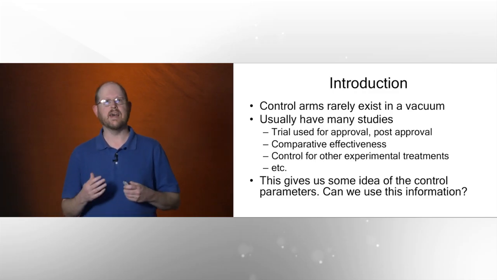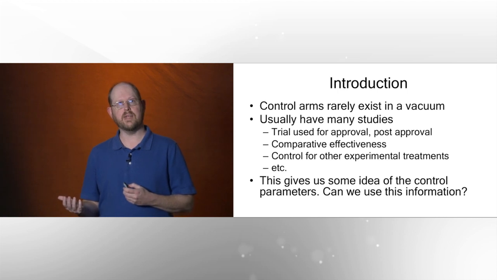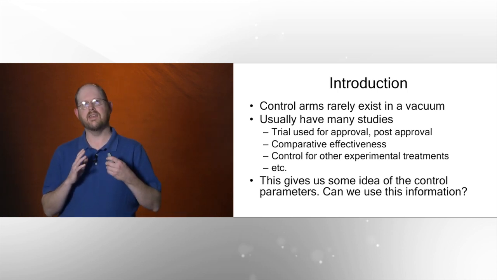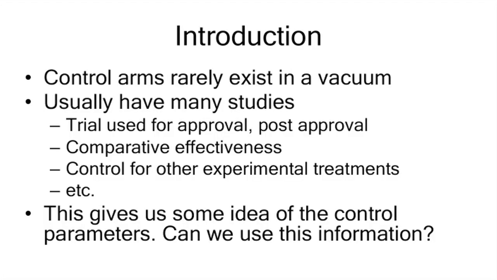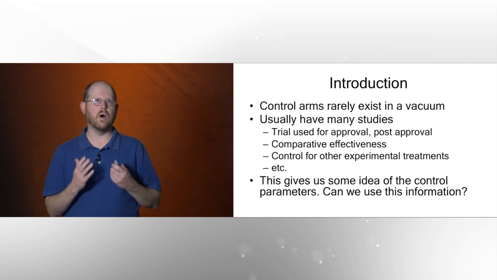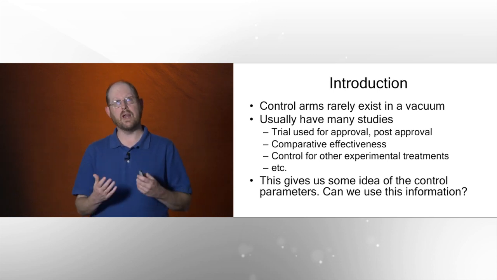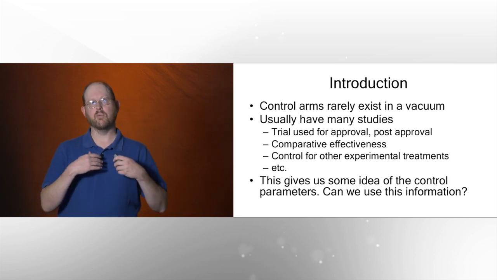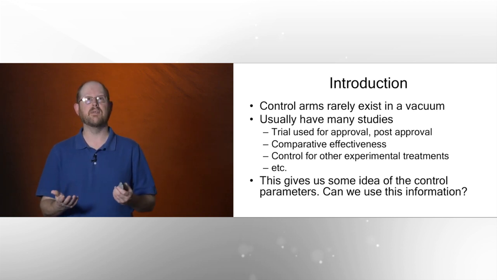Typically when we run a trial, we have a control arm. We're comparing against a novel treatment. That control arm rarely exists in a vacuum. It's usually been in a number of prior studies, the studies that were used for approval, the studies that were made post-approval. Perhaps that drug is now the standard of care, and other kinds of studies have been done against other novel treatments. You have all this information together, you have some idea about what is going on with that control arm, what its rate is, what its mean is, what would be its time of survival.